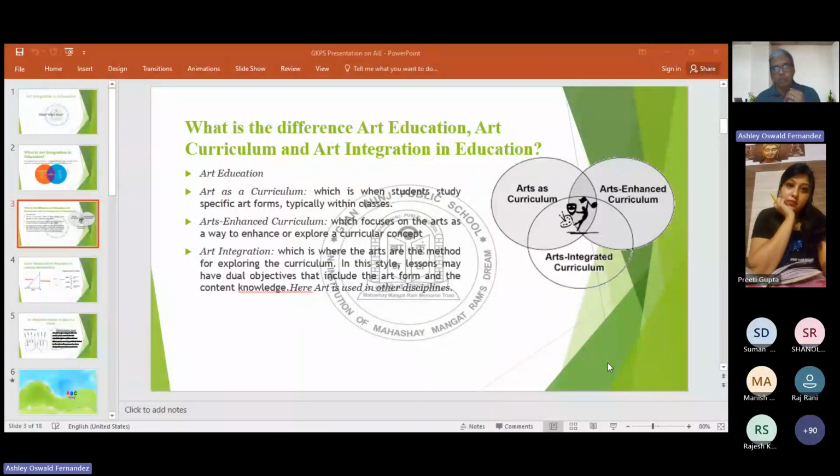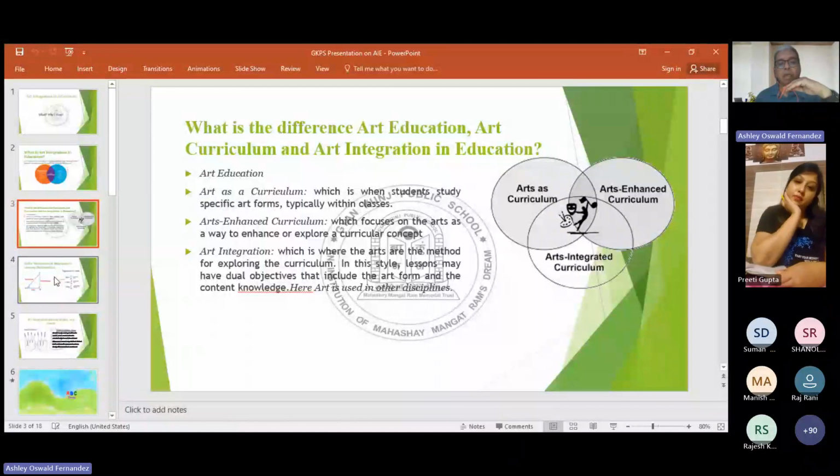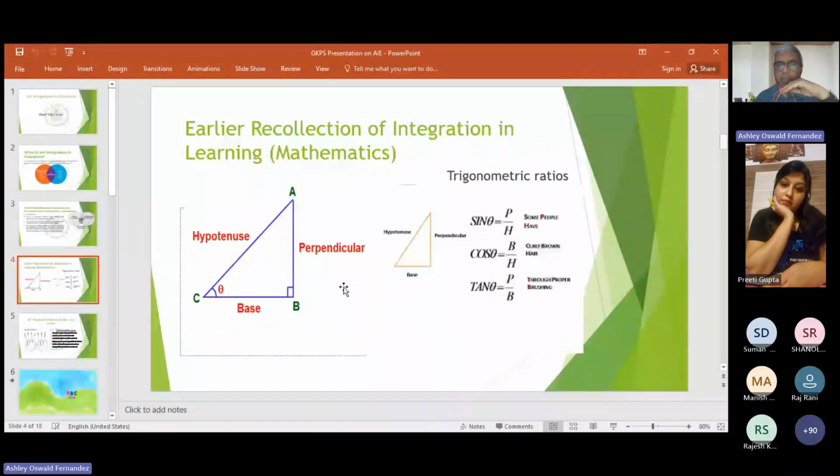And this is what I just wanted to share with y'all, what exactly is this all about. Okay, so if you recollect back integration in learning, mathematics, trigonometry, maths teachers, I think you'll bear with me, and you would definitely tell me that you probably are still using these forms in teaching.